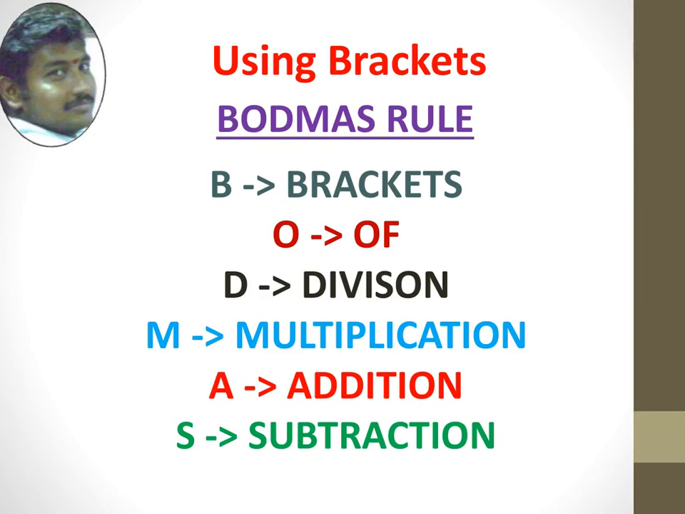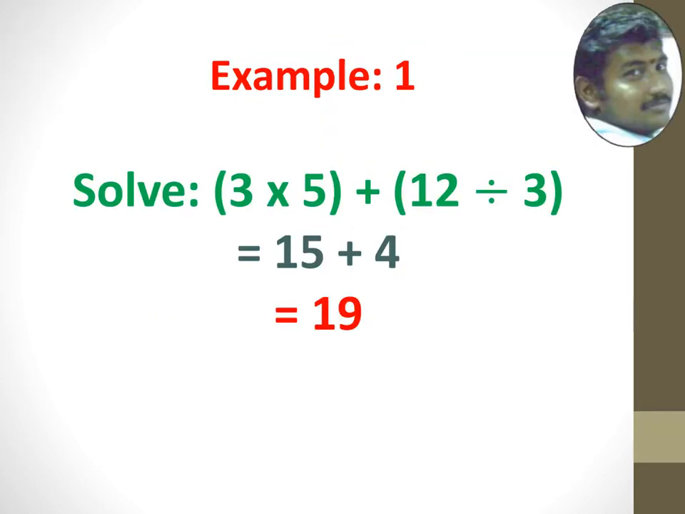B stands for brackets, O stands for of, D stands for division, M stands for multiplication, A stands for addition, S stands for subtraction. Together we see the BODMAS rule. First we have to use brackets and of, then division, then multiplication, then addition, then subtraction.